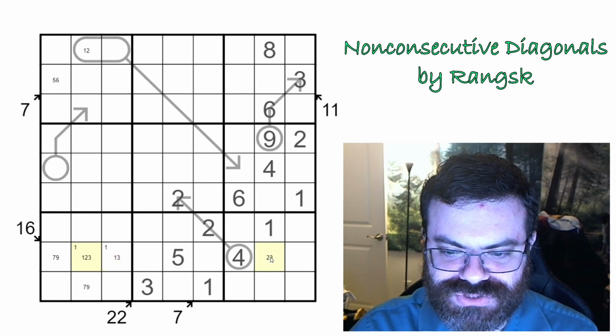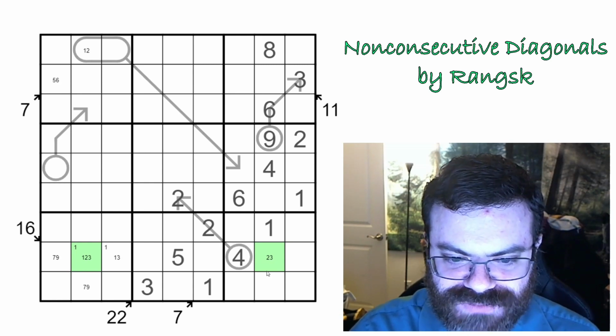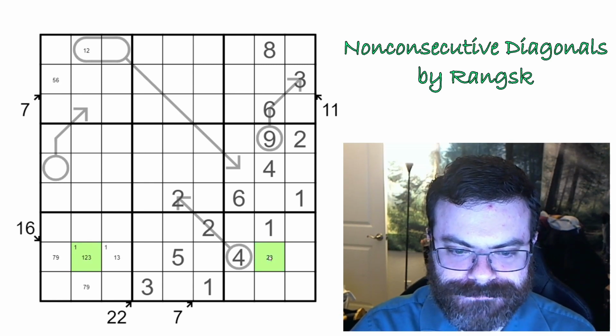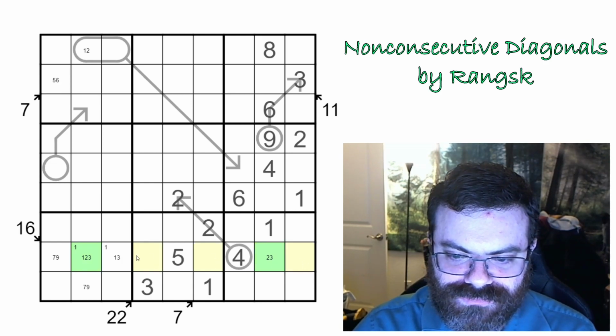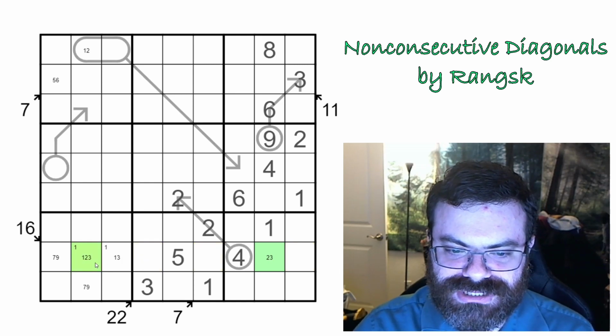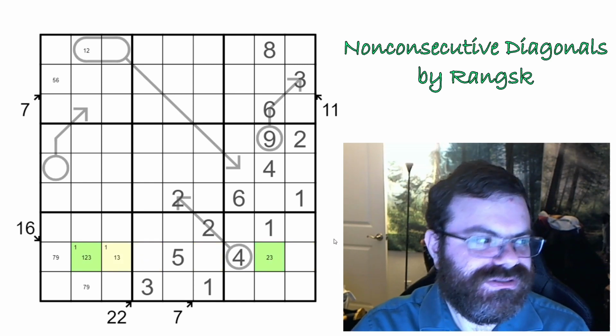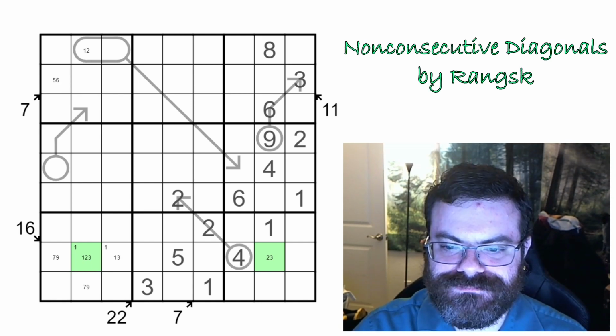And then additionally, 2 in this column is limited to these two, which I'm just going to highlight green so we can remember, hey, 2 is here or here. I'm not going to fill the candidates yet for the rest of this because it's not too important, but it's good to have noticed this 1, 2, 3 triple, and that 2 is limited to 2 places.